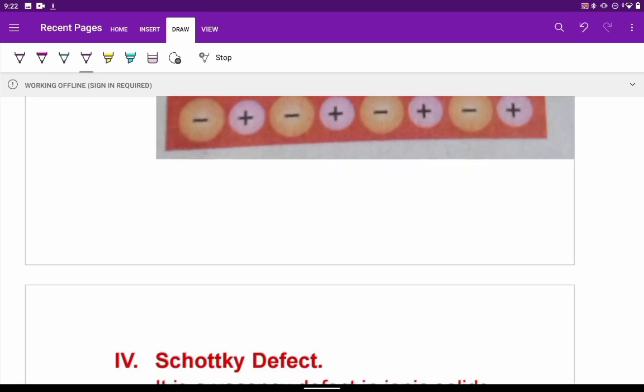Now, Frenkel defects are exhibited in ionic solids with a large size difference between anion and cation. The cation is usually smaller due to an increased effective nuclear charge. Cations are positively charged and they will be smaller. Some solids which exhibit Frenkel defect are zinc sulfide, silver chloride.